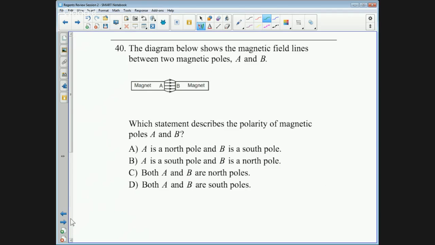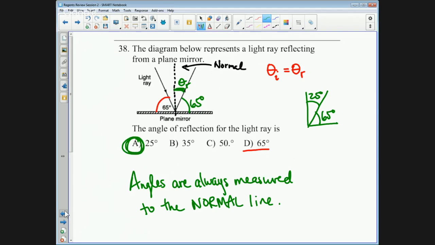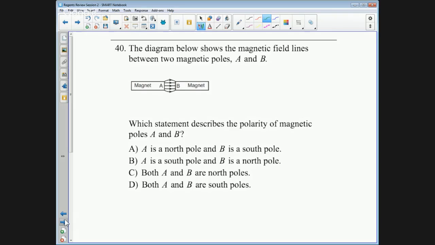Shiza, the question you asked, even if we aren't given a normal line, would we have to draw it? Yes. And the normal line is always perpendicular to the surface. They don't always give it, because number 38 is an example where they don't give you the normal line. But that's an old question. New questions now, I think they always give you the normal line.